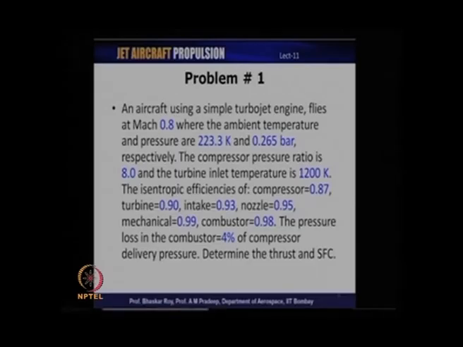The isentropic efficiencies of the compressor are 0.87, the turbine is 0.90, the intake is 0.93, the nozzle is 0.95, the mechanical efficiency is 0.99, the combustor efficiency is 0.98. The pressure loss in the combustor is 4% of the compressor delivery pressure. Determine the thrust and specific fuel consumption. So this is the first problem that we shall be attempting to solve today.